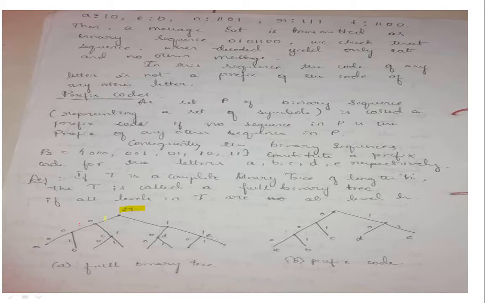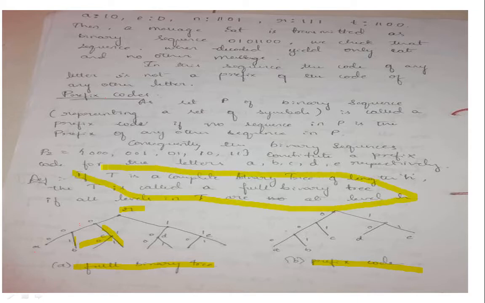Here is the root, then this is 0 0 0 all on the left side, then right side 1 1, right side 1 1, here also 1 and 1, this is 0. So this is going to be called a fully binary tree, and this is going to be called a prefix code for those things. A fully binary tree definition is here.